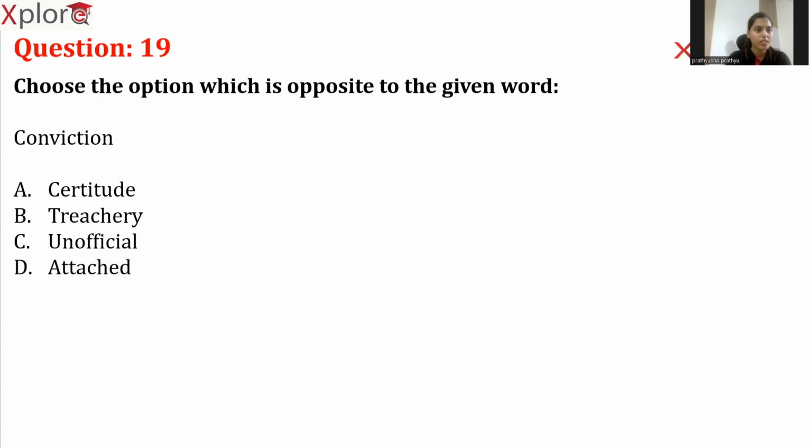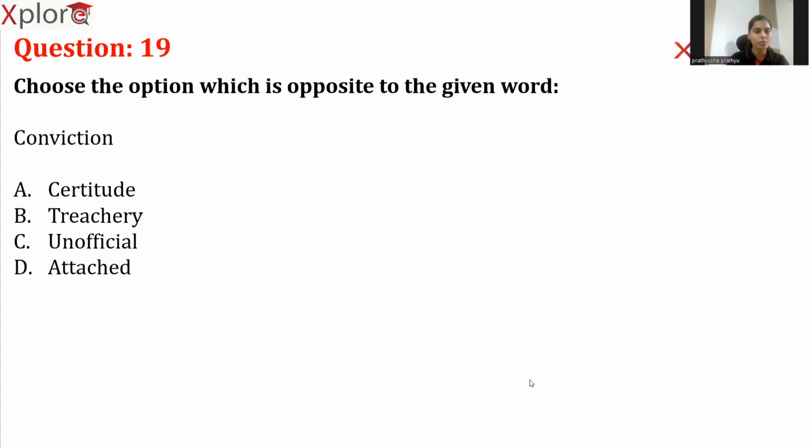So yeah. Next, conviction meaning it's strong belief on something. If you believe something strongly, or if you have a strong viewpoint for something, then it is referred to as conviction. So believing something and cheating someone whom you believe or who believes you. So these both are opposites, right? So here the answer is treachery.